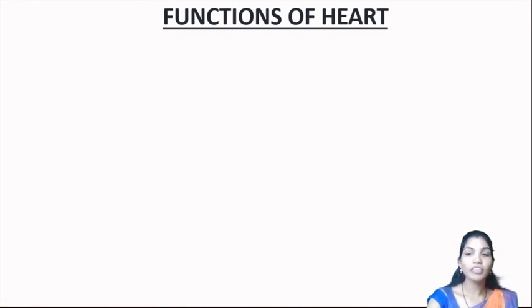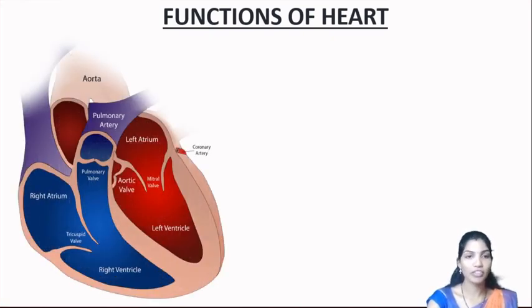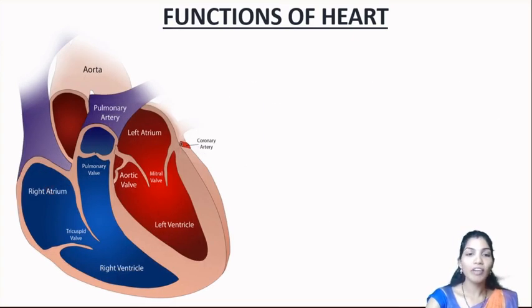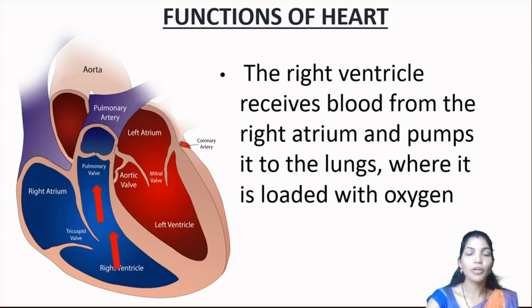Now let us move on to the functions of the heart. How heart functions. Right atrium or right auricle receives deoxygenated blood from the superior and inferior vena cavas. When right atrium gets filled with blood, it contracts. As it contracts, deoxygenated blood enters into right ventricle through the tricuspid valve. When right ventricle contracts, blood enters into pulmonary arteries. There are 2 pulmonary arteries, each will go for lungs.